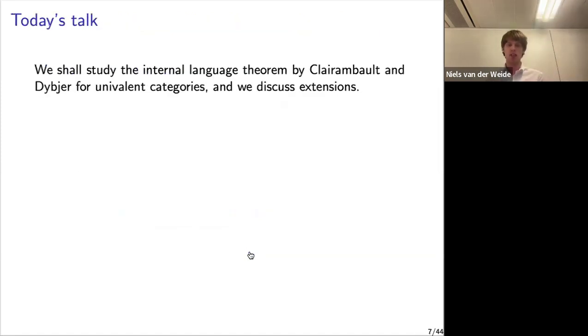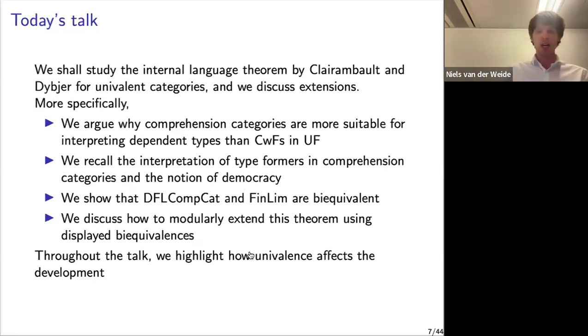So let me specify a bit more precisely what I want to discuss today. I'll start by arguing why I think comprehension categories are more suitable for interpreting dependent type theory than categories with families in univalent foundations. And I'll argue what kind of models are suitable in this kind of setting. After that, I'll have a brief recap of typeformers in comprehension categories, the notion of democracy, and the bicategory of comprehension categories, which is one of the main things that we need to formulate this theorem.